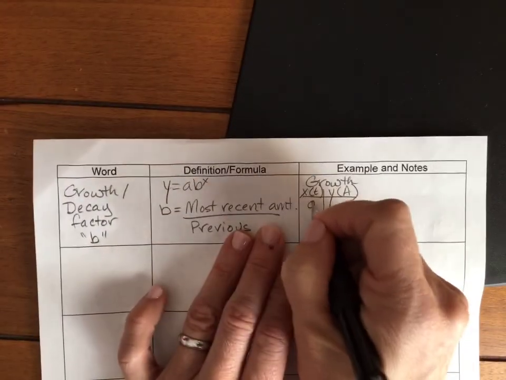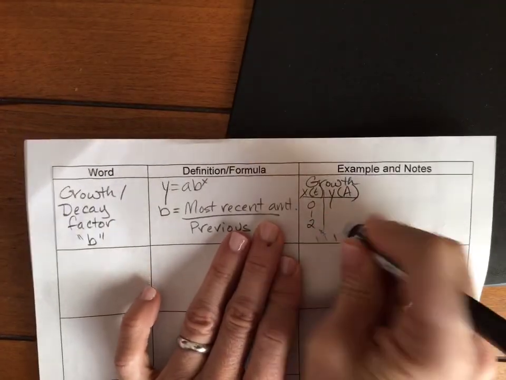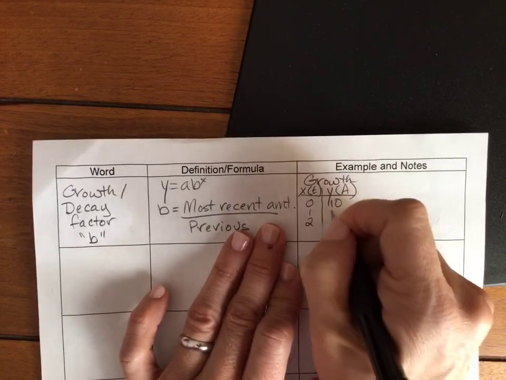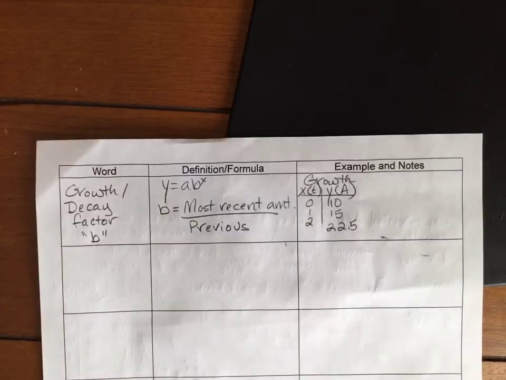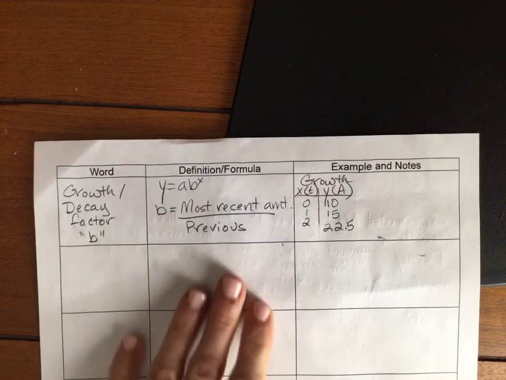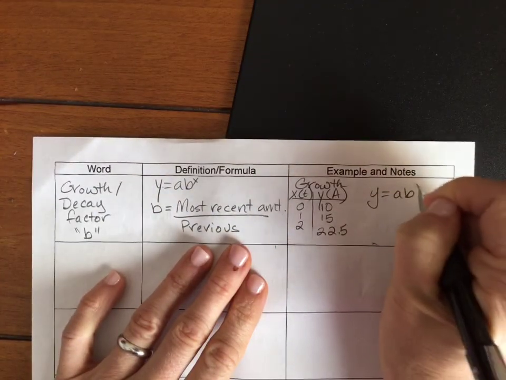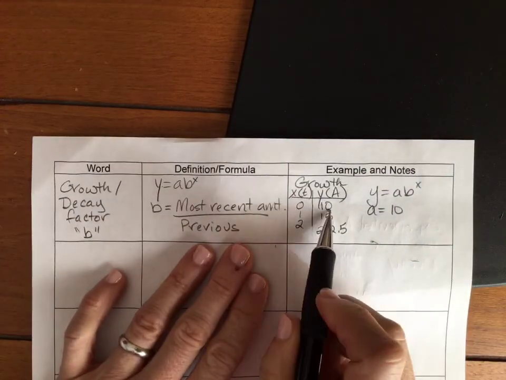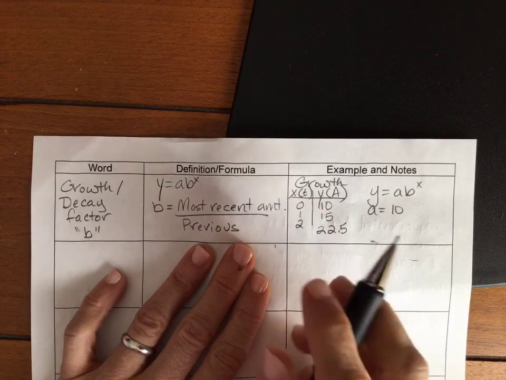Let's say you had these points, 0, 1, 2. I'm going to erase this a little bit so I have room. And then you had these points, 10, 15, 22.5. All right, so if we want to fill in our equation, we can say that our start value is 10, because you can see that that is our y-intercept, and y-intercept is the same as the start.